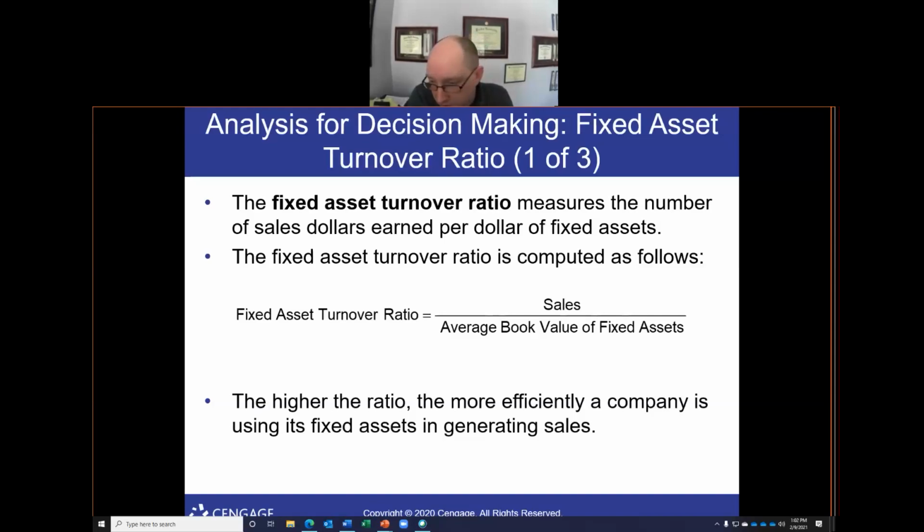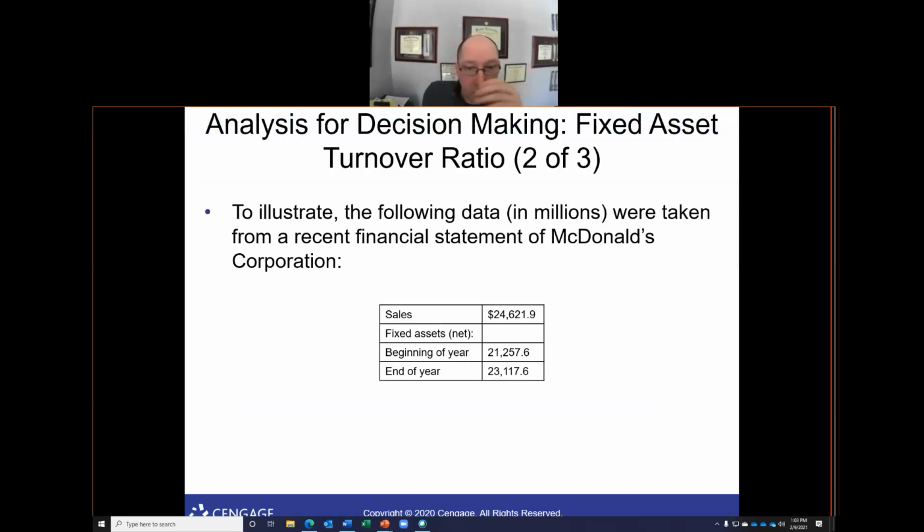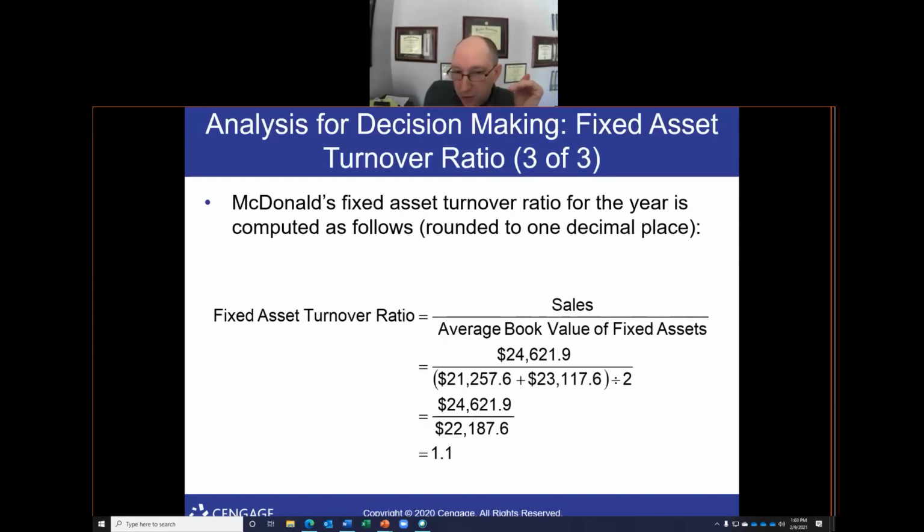I take total sales, which you find on your income statement, divided by average book value of fixed assets. We know what book value is: it's the initial cost minus the accumulated depreciation. So if I take the average book value, add up all your book values and divide by the number of fixed assets, that gets you to your fixed asset turnover ratio. Higher the better is what they say. So sales divided by average fixed assets. How do we figure out average fixed assets? Take your beginning of the year plus end of year, divided by 2. That gets you your average, right?